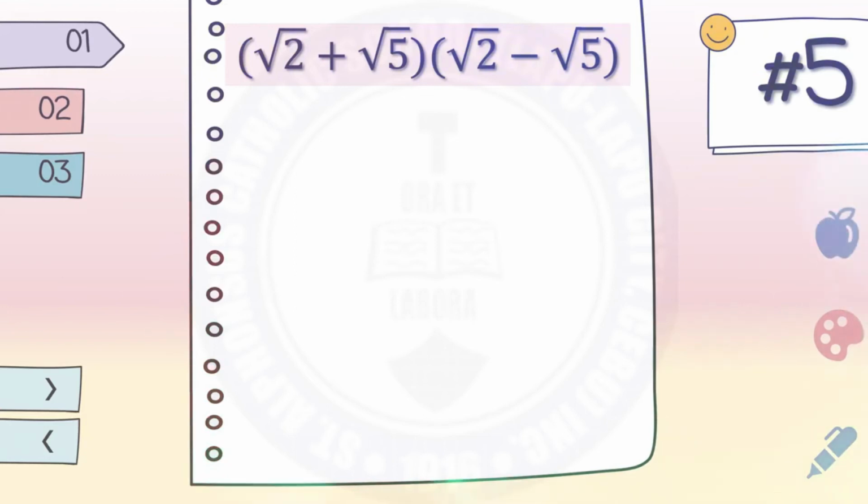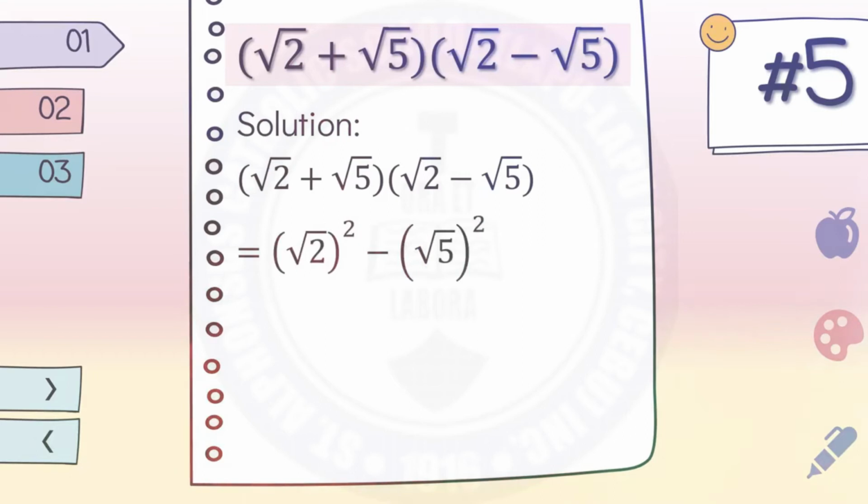quantity square root of A plus square root of B times quantity square root of A minus square root of B is equal to A minus B. In short, you need to get the square of the first term minus the square of the second term. So let's try to look at this example. In this example, you have your square root of 2 for the first term and square root of 5 for the second term. So we need to square the first term minus the square of the second term.